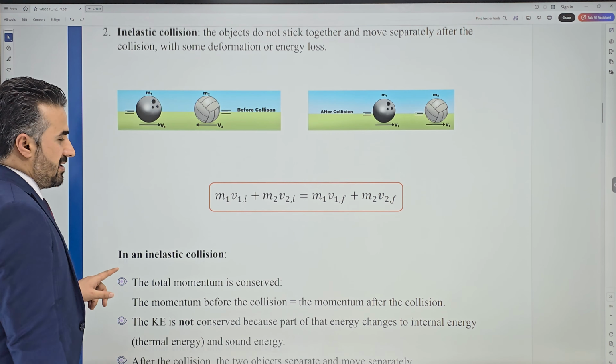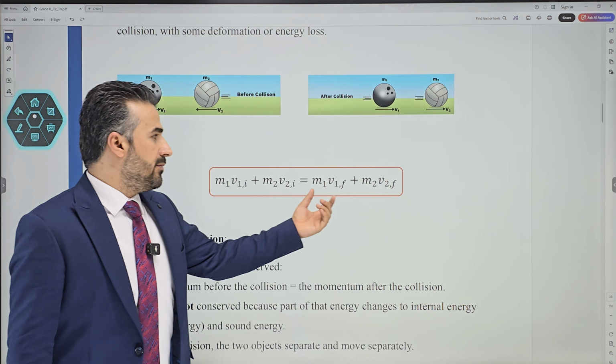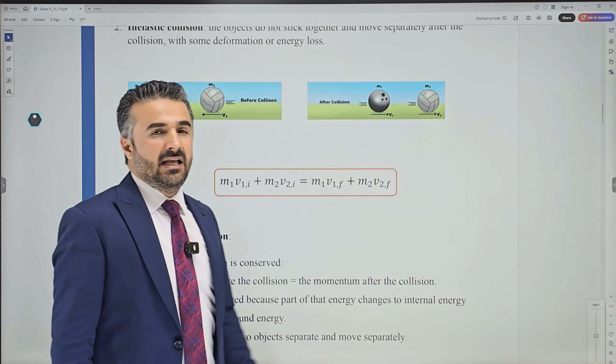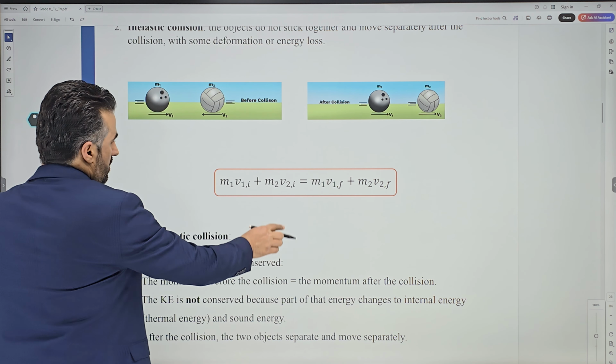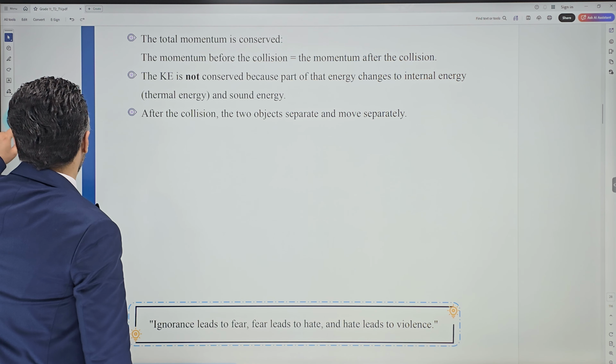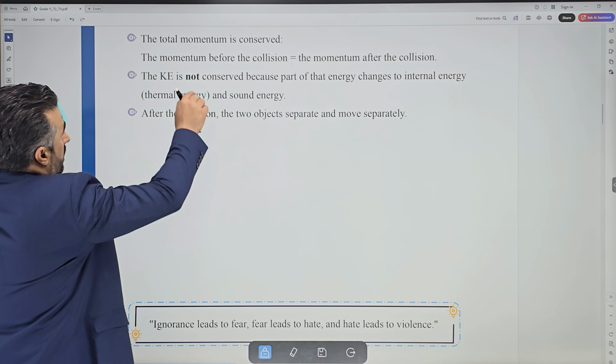Regarding the equations, it's nothing much, but because now the two objects are not sticking together anymore, we'll write the momentum of each one of them separately. Now, that is for the equation of momentum, before and after. What about kinetic energy here? My kinetic energy, again, is lost, so you could write this one again.